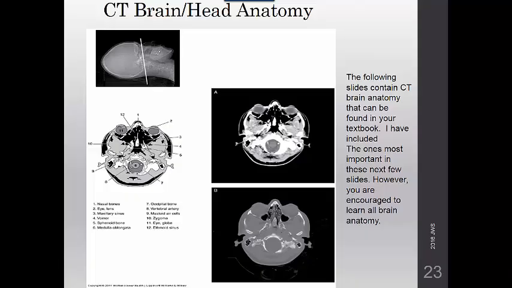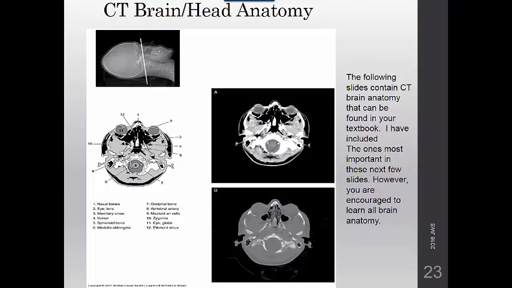Currently I think common practice is 5 millimeter slices through the entire brain. Some places may still do 5 millimeter and then 10 millimeter slices. But I think the accepted practice today is 5 millimeters. So that concludes our non-contrast brain lecture.